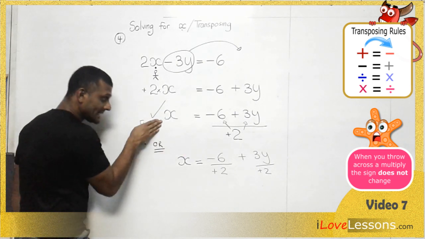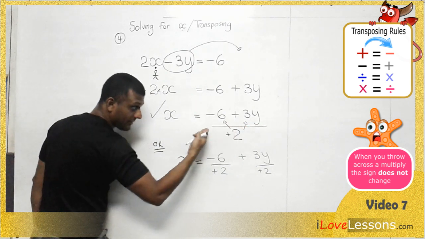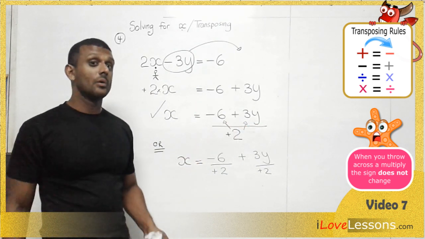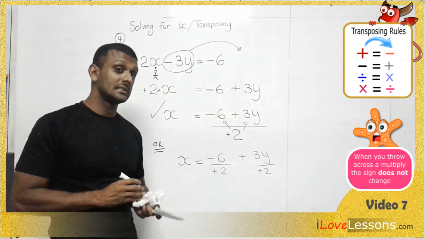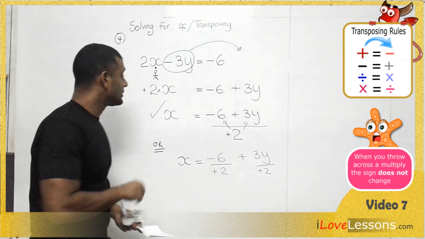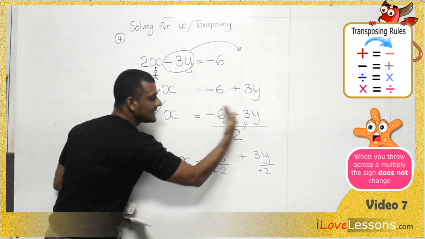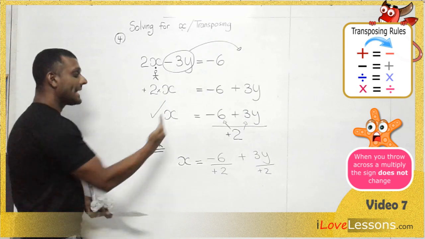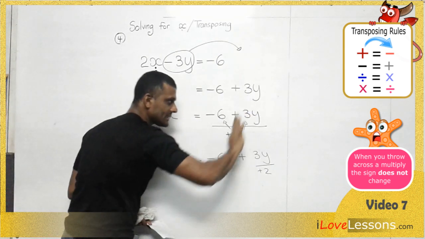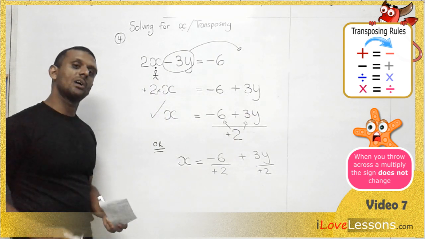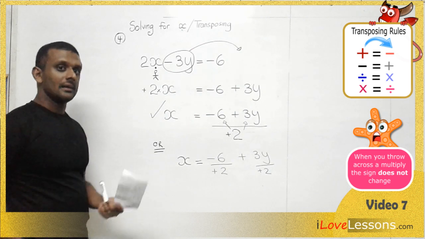Because this form where you write one big divide sign is the one I'm going to use for when we start simultaneous equations. So this is the end of this question. There's nothing really much you can do here. X is on one side and everything else is on the other side. You have just solved for X.